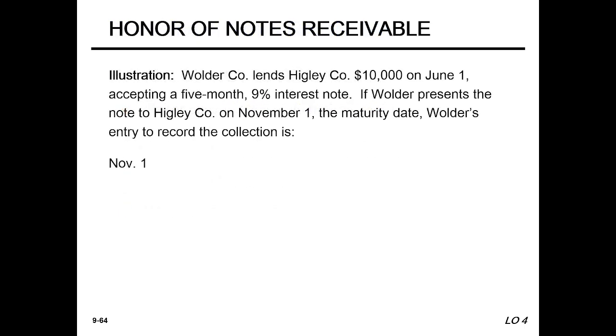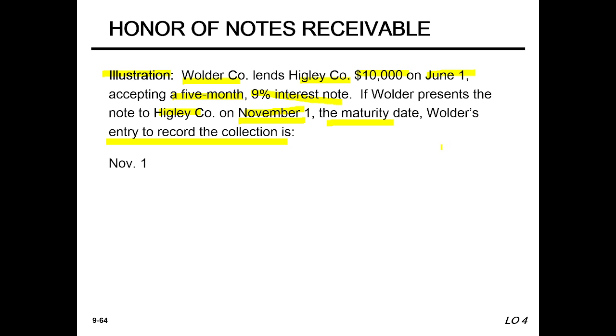Move to next. Owner of note receivable. Please look at this illustration, everybody. Older Company lends Higley Company $10,000 on June 1, accepting a 5-month, this is important, 9% interest note. If Older presents the note to Higley Company on November 1, the maturity date, Older's entry to record the collection is as follows. That means Older will receive the money from Higley Company. Older presents the note to Higley on November 1: please now pay to me.